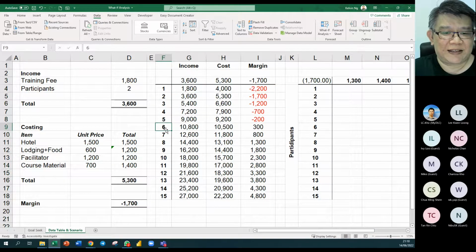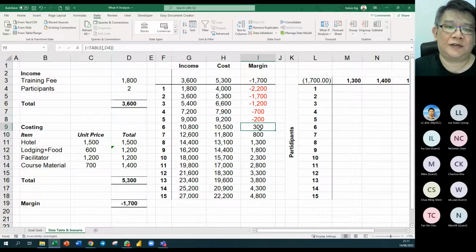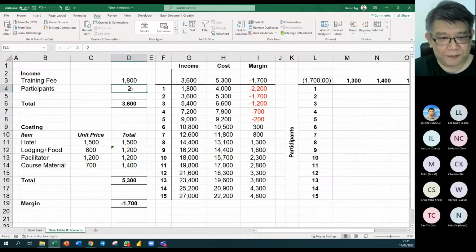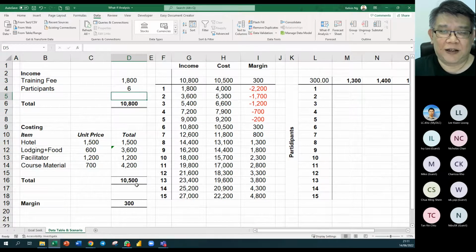If I take 6, I will replace it here. They will calculate 1008 times 6, which is 10,008. Because I have 6 participants, my total cost comes up to 10,005. When I take my income minus my cost, I earn 300. Let's see whether that's correct. I put 6, so 10,008 cost against 10,500 income. So I earn 300.